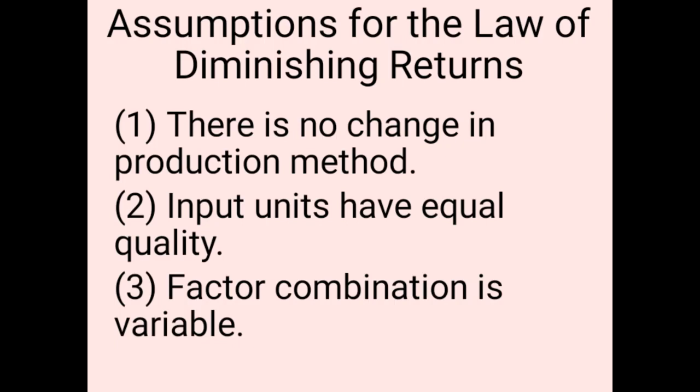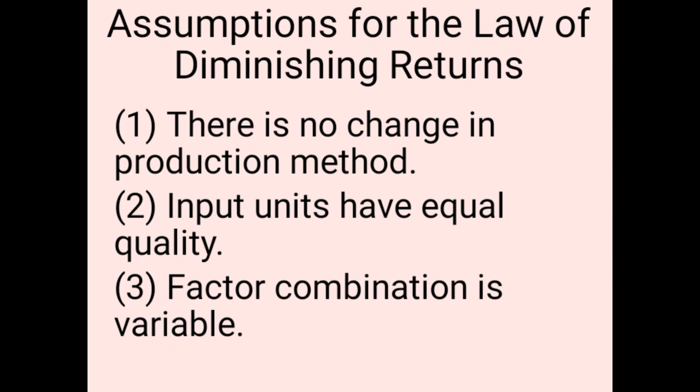So what are the assumptions? Number one, there is no change in production function. We have to keep these things in mind, that when we are using these assumptions, then and only then can we apply this law of diminishing returns. Otherwise, if we are not using these assumptions, we cannot apply the law of diminishing returns. So, here it comes. Number one, there is no change in production function.